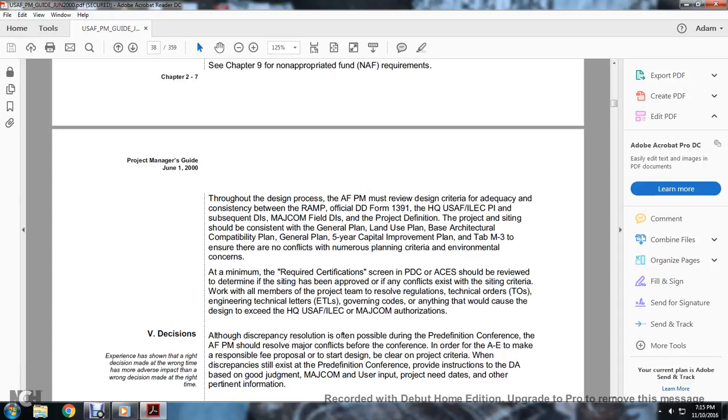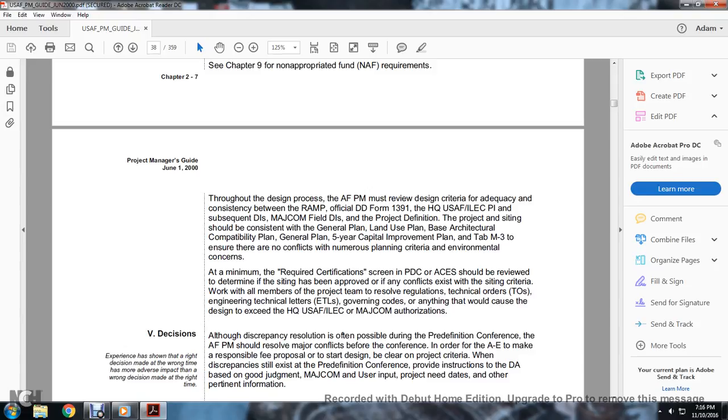Throughout the design process, the Air Force program manager must review the design criteria for adequacy and consistency between the required management plan and the official Department of Defense Form 1391, the headquarters U.S. Air Force Engineering Corps program instruction, then subsequent design instruction, major command field design instruction, and project definition. The project siting should be consistent with the general plan, land use plan, base architecture, and the five-year capital improvement plan, to ensure there are no conflicts.